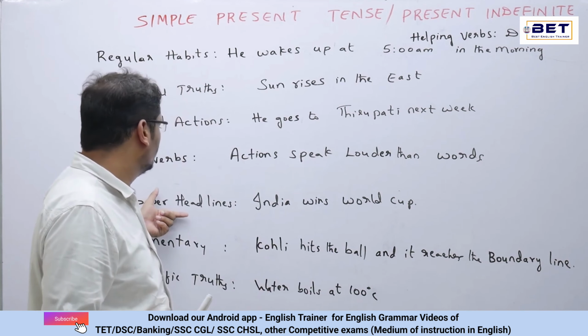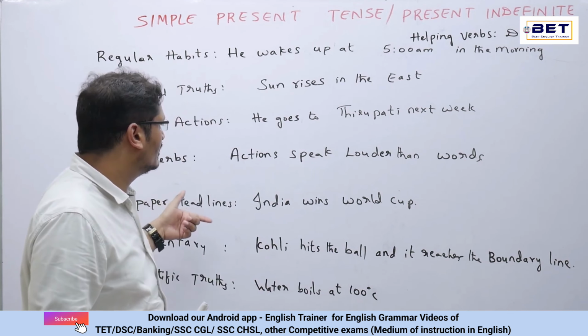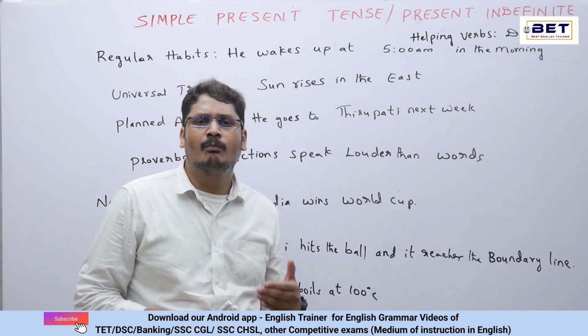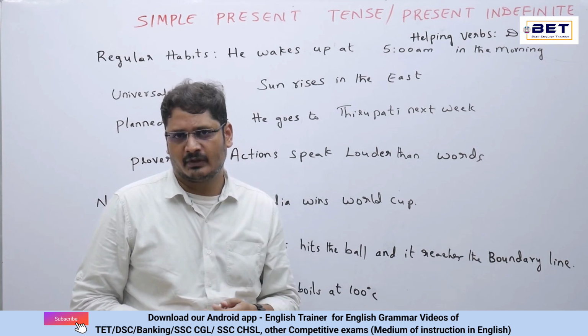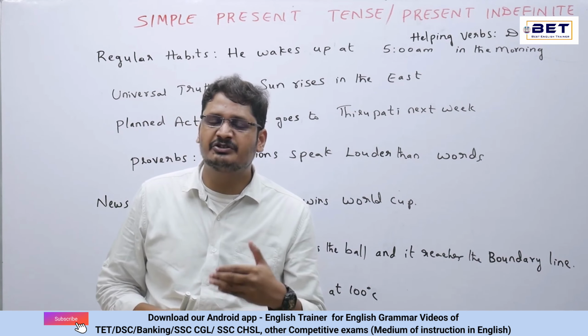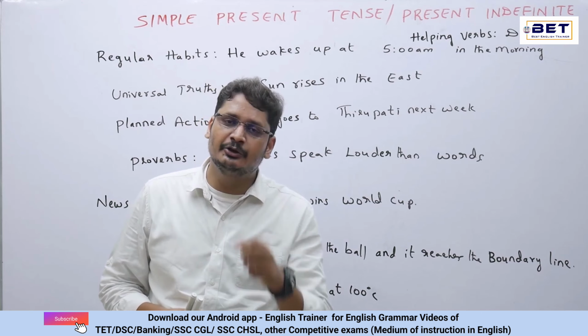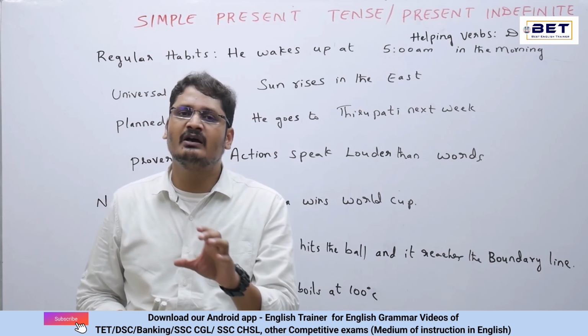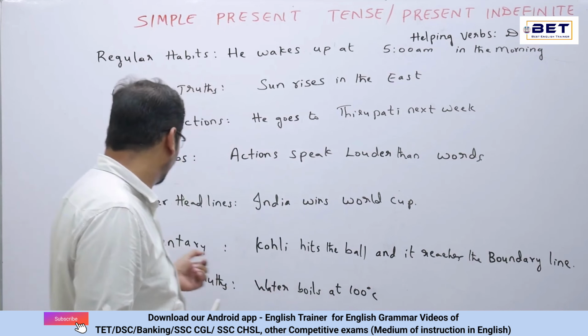Just look over here. Newspaper headlines. For example, I said, India wins World Cup. For example, I said, Modi leaves to UN. For example, Modi has left to UN today evening. But still, tomorrow morning in the newspaper, the heading would be, Modi leaves to UN. That would be the heading over there. Now, just check the next one.